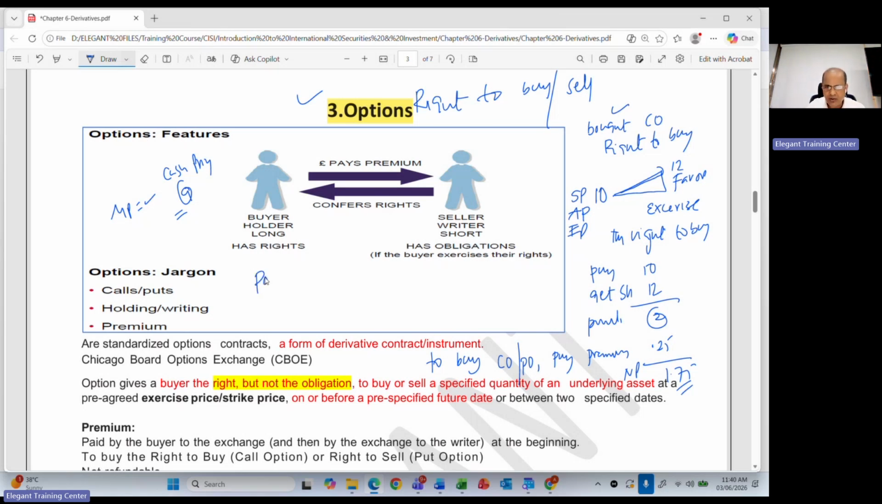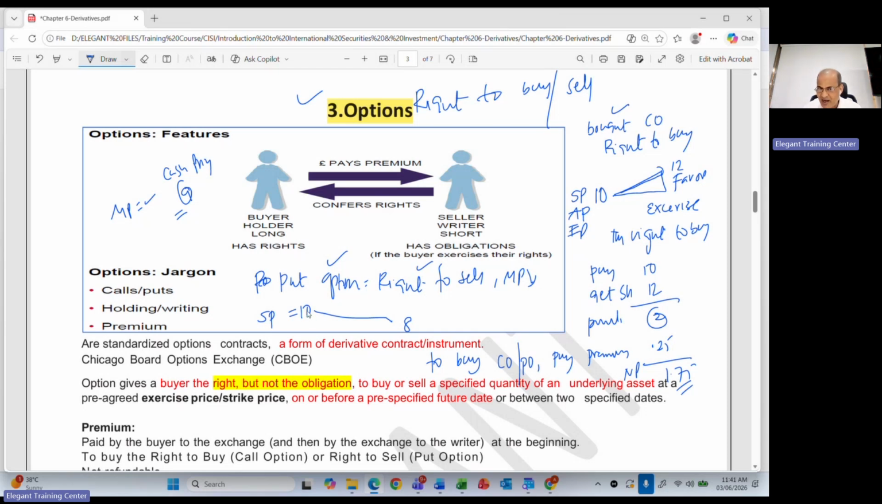What is a put option? Put option means a right to sell. So you feel the market price will fall down, so you buy a right to sell. Suppose now you are buying a put option. Let's say the strike price is 10. Now the price fell down to, let's say, 8. That is good. You have bought a put option, the right to sell.